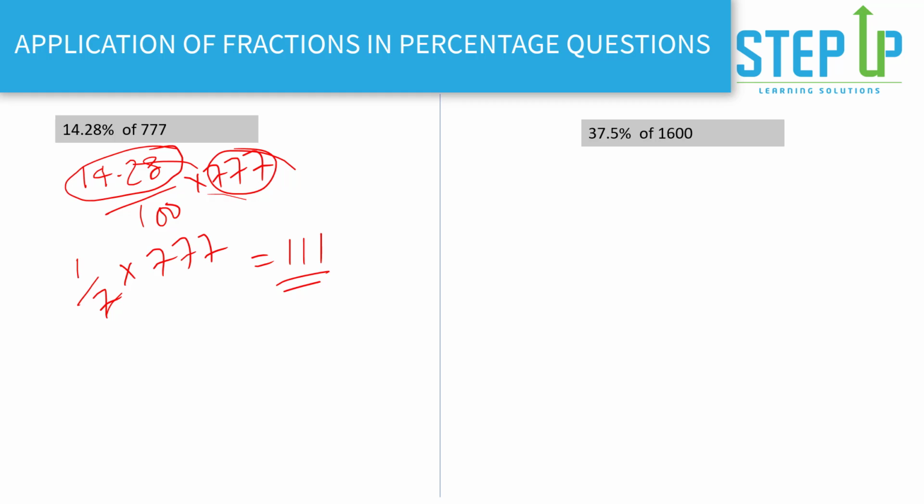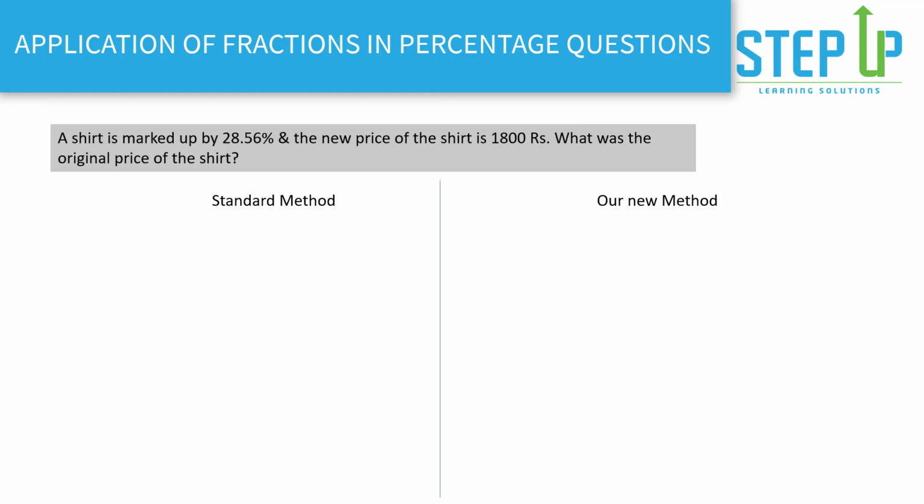Don't you see 12.5 here? So that means if 12.5 is 1 by 8, 3 by 8 is nothing but 37.5. So that means 37.5% is nothing but 3 by 8 of this number 1600. So orally you can say 8 into 200 is 1600. This is 600. Your answer, orally you can calculate.